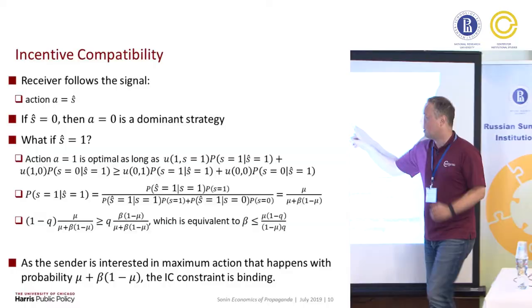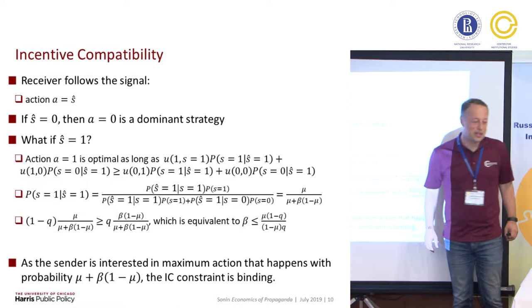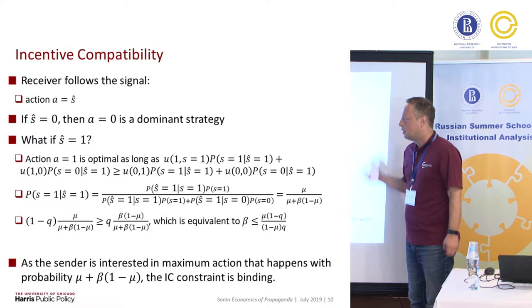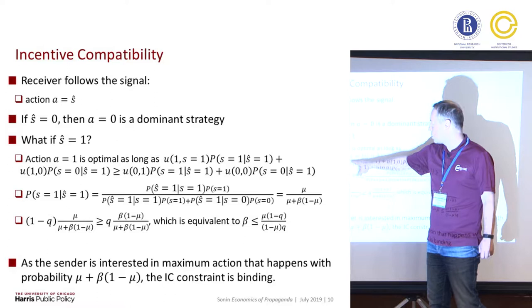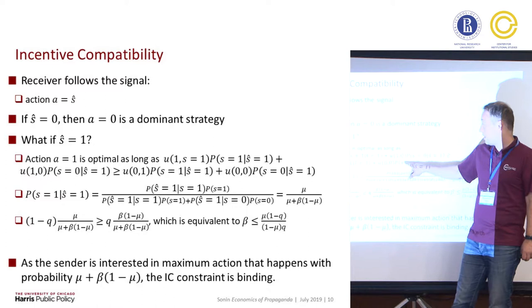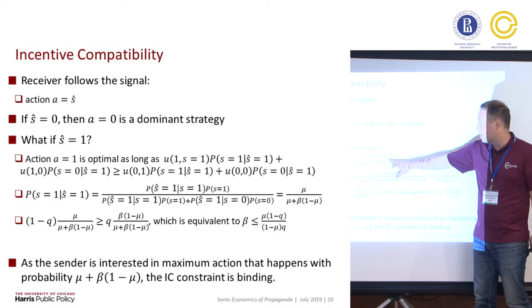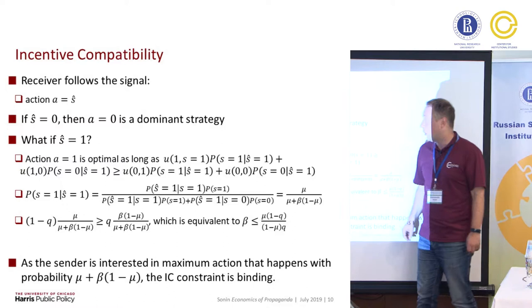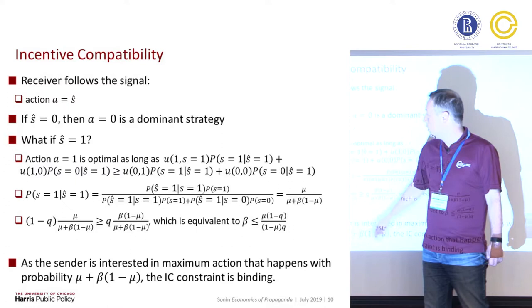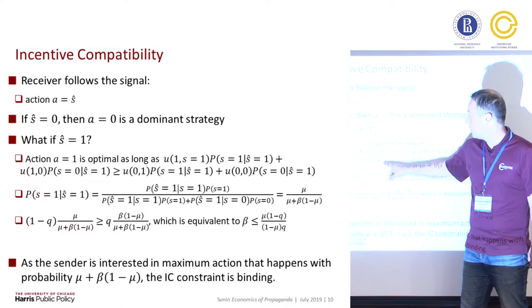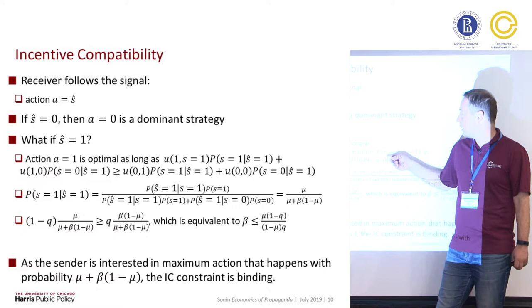So, okay, now, what if the news is good? What if it's published in the newspaper that everything goes well? Then the receiver should compare two expected utilities. If I do one, and the state is actually one, conditional on the signal being one, plus I calculate the expected probability: if I do one, and the state is actually zero, times the probability that it's actually zero, conditional on getting a signal of one. The expected utility should be higher than if I do the vice versa, if I do action zero: the utility of action zero when the state is one, times the probability that the state is one when the signal is one, plus the case where I do zero, the state is zero, and the probability is zero conditional on getting signal one.